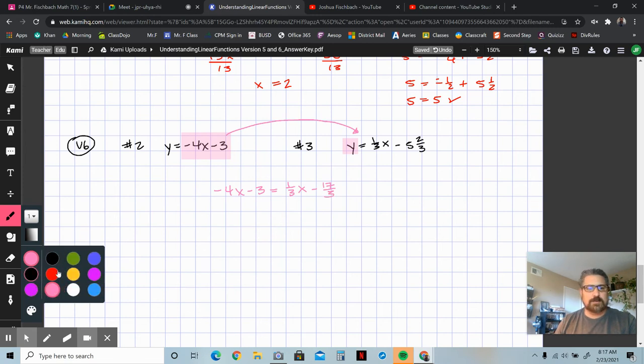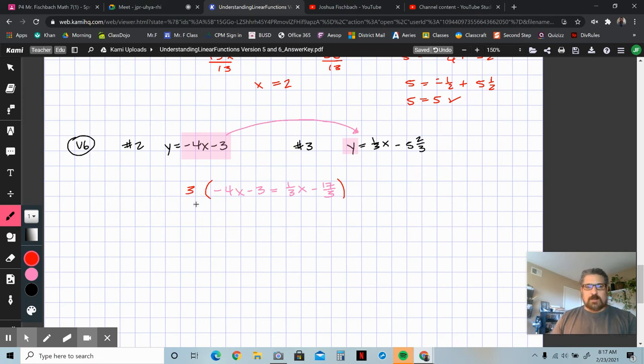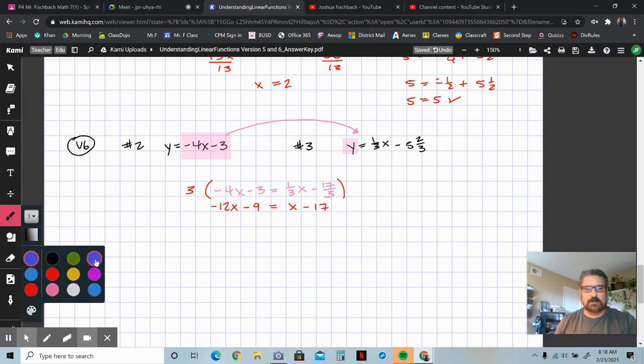The next thing I would do if I were you guys is multiply the whole thing by 3 to get rid of all our fractions. So what you get is a negative 12x. 3 times negative 4x is negative 12x. 3 times negative 3 is a negative 9. 3 times 1/3 x, 3 goes into 3 1 time, 1 times 1x is 1x. And then 3 times negative 17/3, 3 goes into 3 1 time, 1 times negative 17 is just negative 17. Once you've done that, you want to get all your x's to one side, all your numbers to the other. So I would add 12x to both sides.